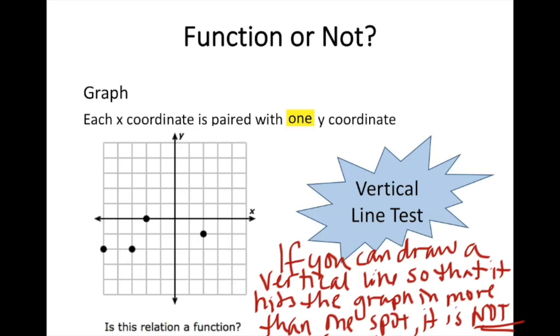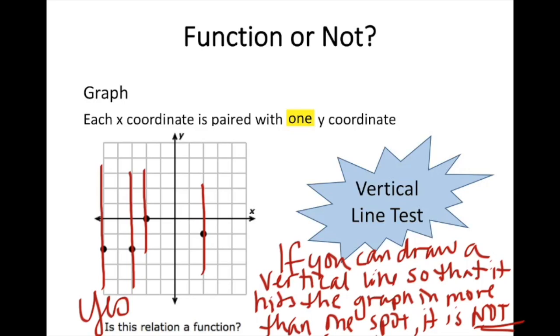Okay, so let's take a look. Anytime I see a point, if I draw a vertical line through it, and it hits more than one point, it is not a function. If I draw a line through each of these points and there are no other points it hits, then yes, it is a function.